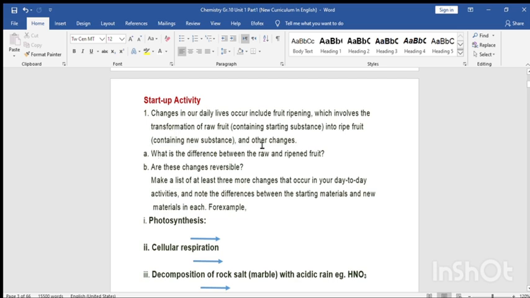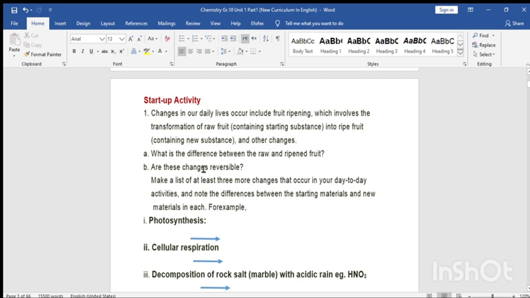What is the difference between the raw fruit and ripened fruit? The raw fruit is the fruit which contains the original substance as it is made by the plant. For example, the pigments in the raw fruit will be converted into other forms in order to produce ripened fruit. The pigments include chlorophyll, anthocyanins, and carotenoids. These will be changed into other forms in order to get ripened fruit.